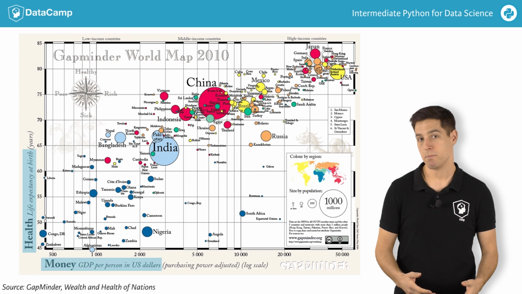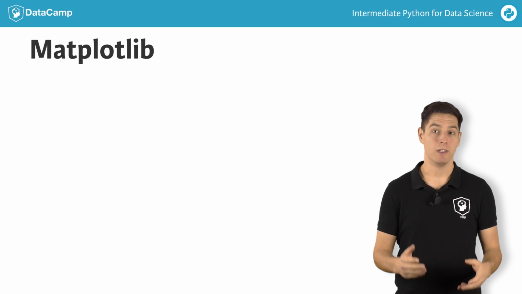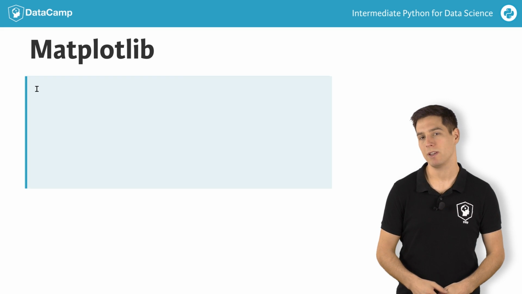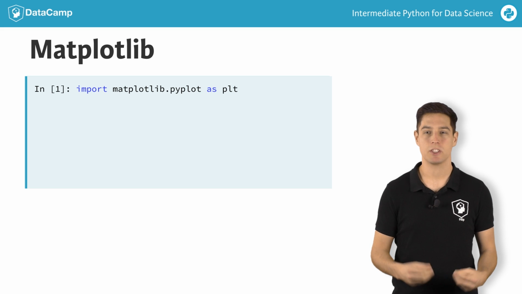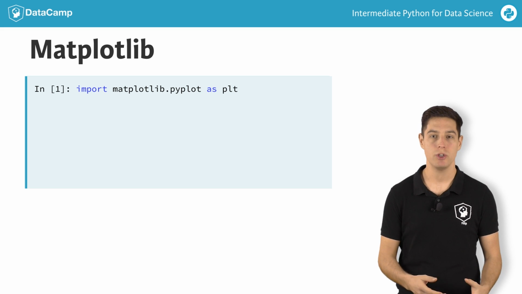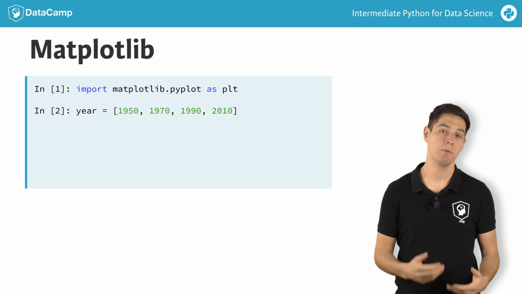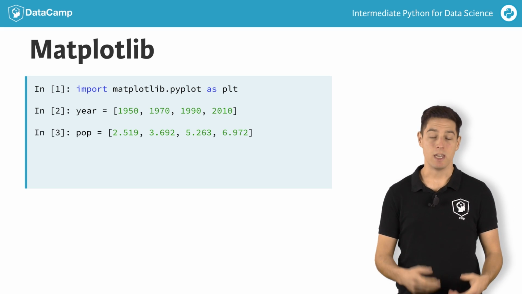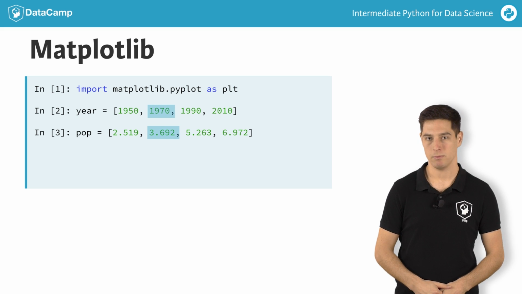There are many visualization packages in Python, but the mother of them all is Matplotlib. You will need its subpackage pyplot. By convention, this subpackage is imported as plt, like this. For our first example, let's try to gain some insight in the evolution of the world population. I have a list with years here, year, and a list with corresponding populations, expressed in billions, pop. In the year 1970, for example, 3.7 billion people lived on planet Earth.